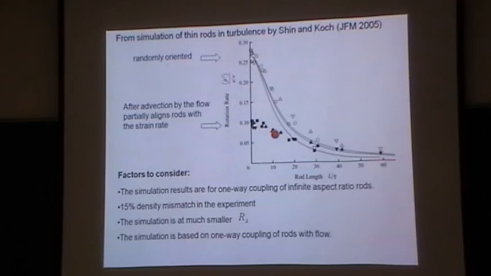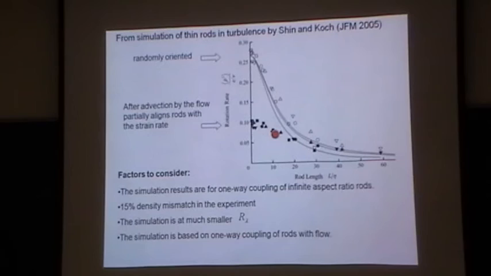So if you put particles randomly in the flow, they go any orientation. If you let them travel with the flow for a little bit, the strain rate aligns the particles with the strain, and now you lose the rotation rate due to the strain after they're aligned. Does that make sense? So let me say again.